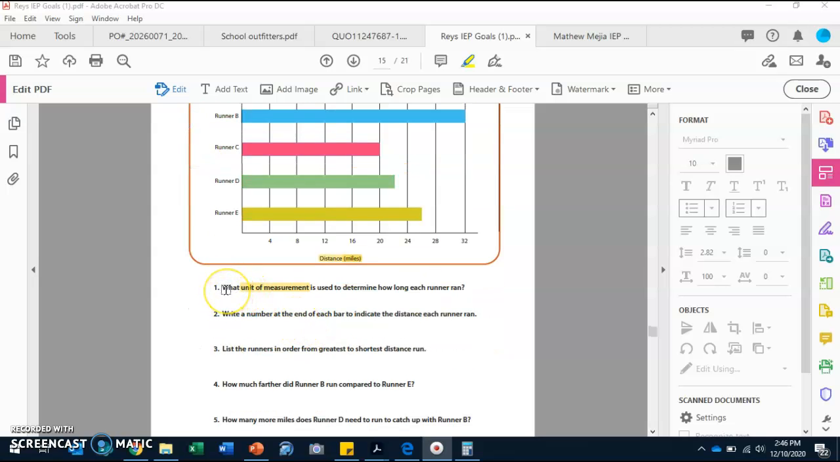Question number 1 is asking what unit of measurement is used to determine how long each runner ran. Here it's already highlighted, but I'm going to highlight it if you want to highlight it or underline it. This is what the question is asking us for: unit of measurement. So where would we be able to find the unit of measurement?